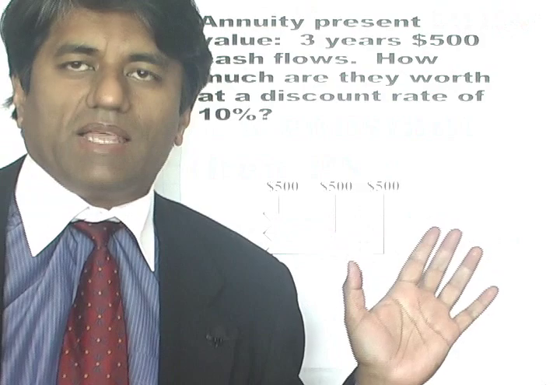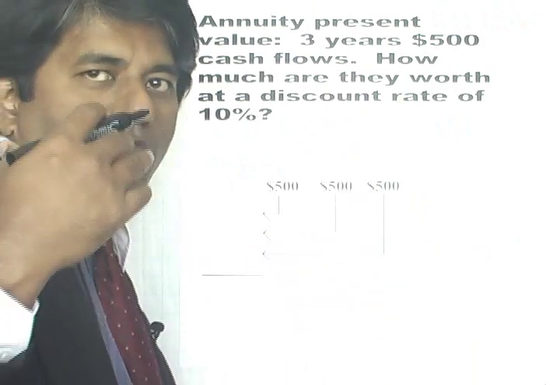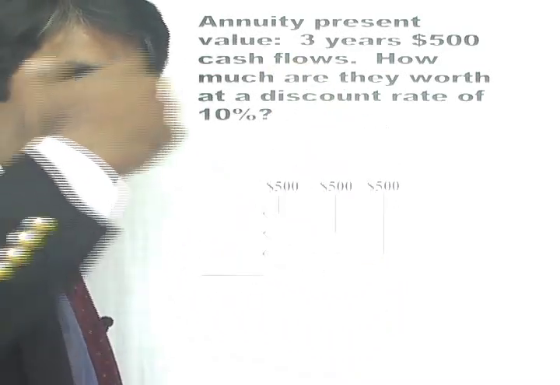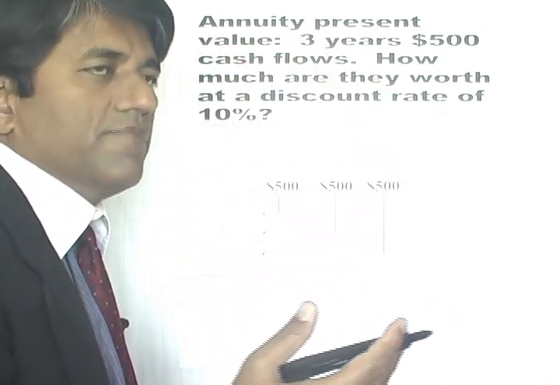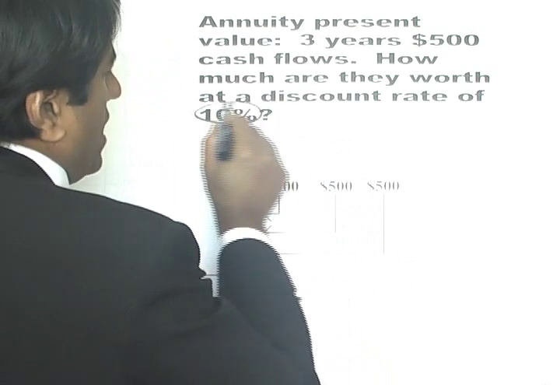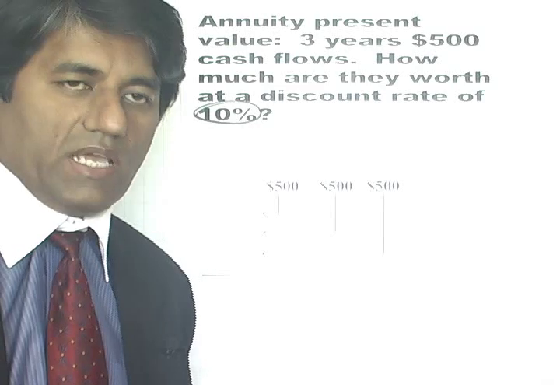Here we have a simple example of an annuity. There are 3 $500 cash flows, one at the end of the first year, one at the end of the second year, and the third one at the end of the third year. The discount rate is 10% per year. So the question is, what is the present value of this annuity?